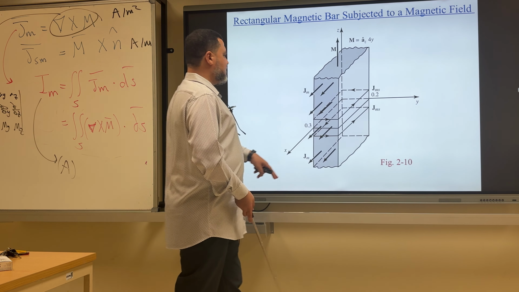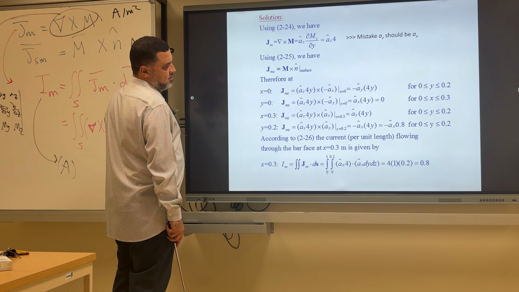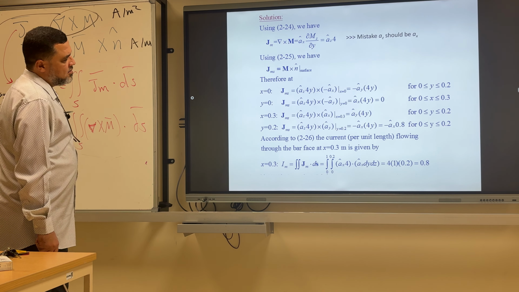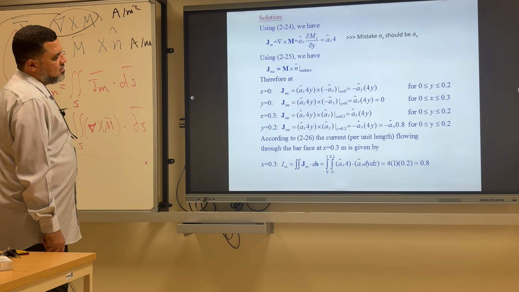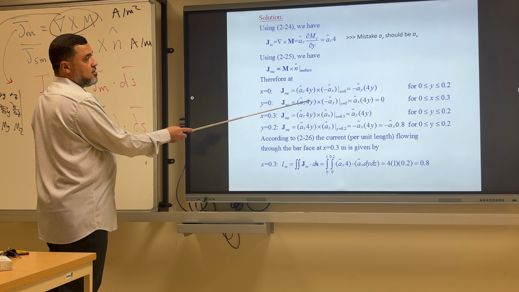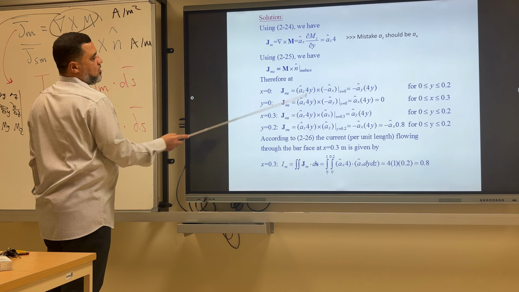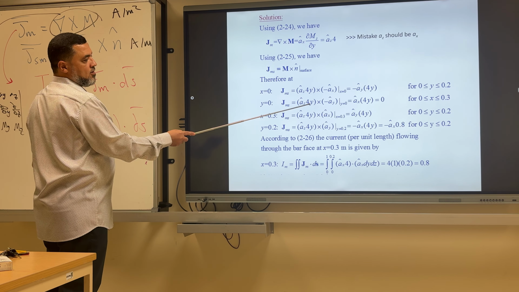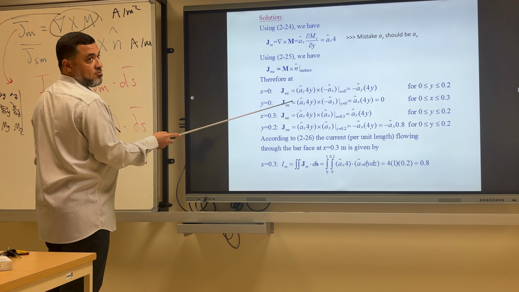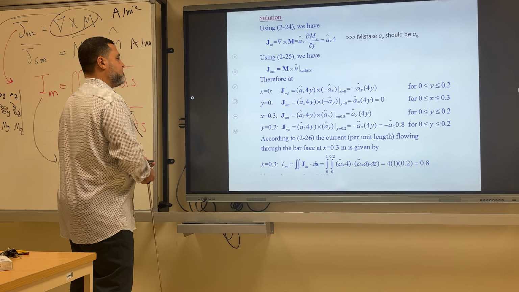Y equal to 0, in y direction? Because y equal to 0, 4y will be 0. We have y here. M is equal to 4y. So when y equal to 0, everything is 0. Okay?